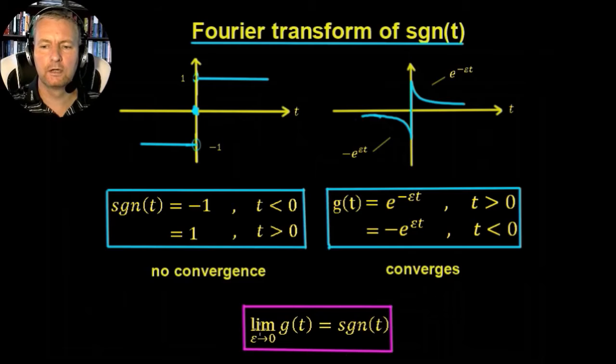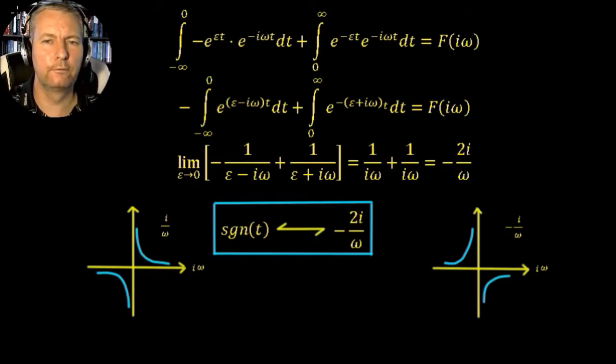So we're going to use these functions in order to find the Fourier transform of the signum function, and we'll do that in the next slide. So let's look at the Fourier transform of this function analytically. We had the function split into two. The function was minus e to the epsilon t from minus infinity to 0, and the second part of it was e to the minus epsilon t from 0 to infinity.